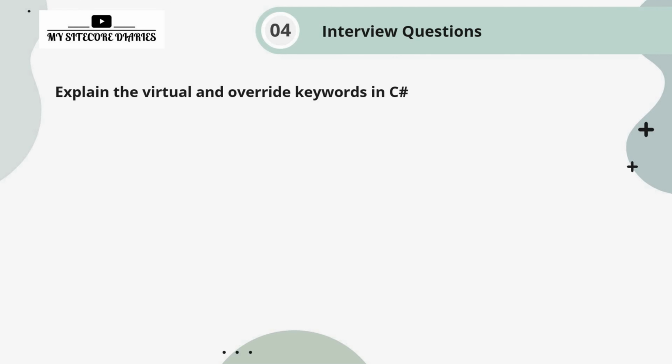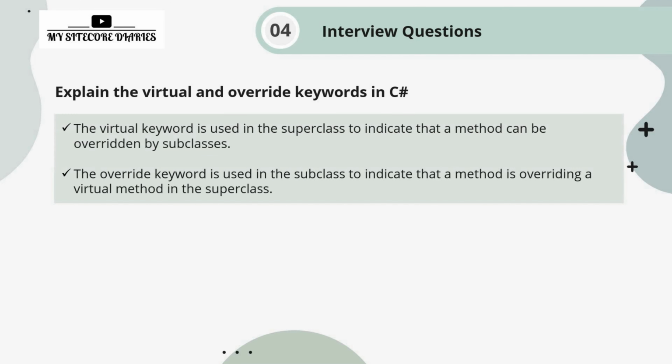Next question, explain the virtual and override keywords in C#. The virtual keyword is used in the superclass to indicate that a method can be overridden by the subclass. This we have already seen, that the virtual keyword is required in your base class so that you can override it in your inherited class, I mean the derived class. The override keyword is used in the subclass to indicate that a method is overriding a virtual method in the superclass. So the virtual keyword you use in the base, whereas override you use in the derived classes. So this is how the virtual and override keywords work in C#.